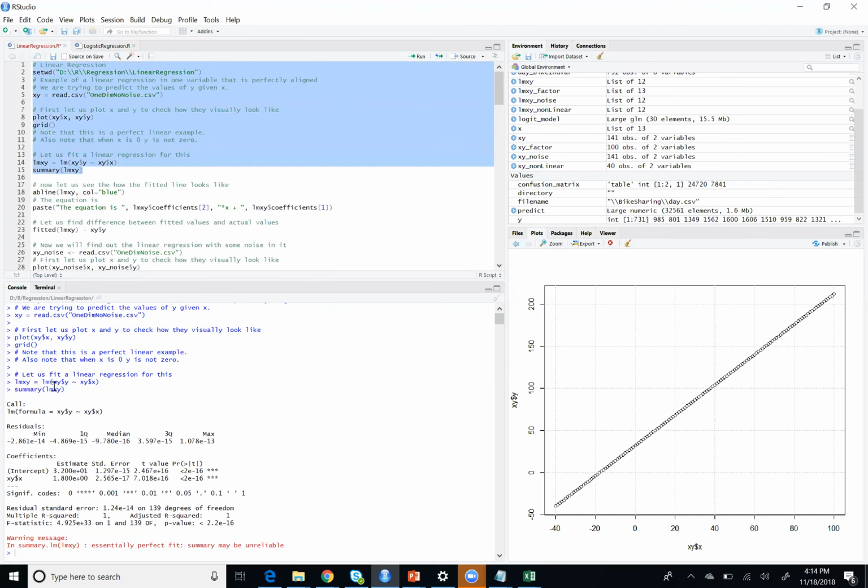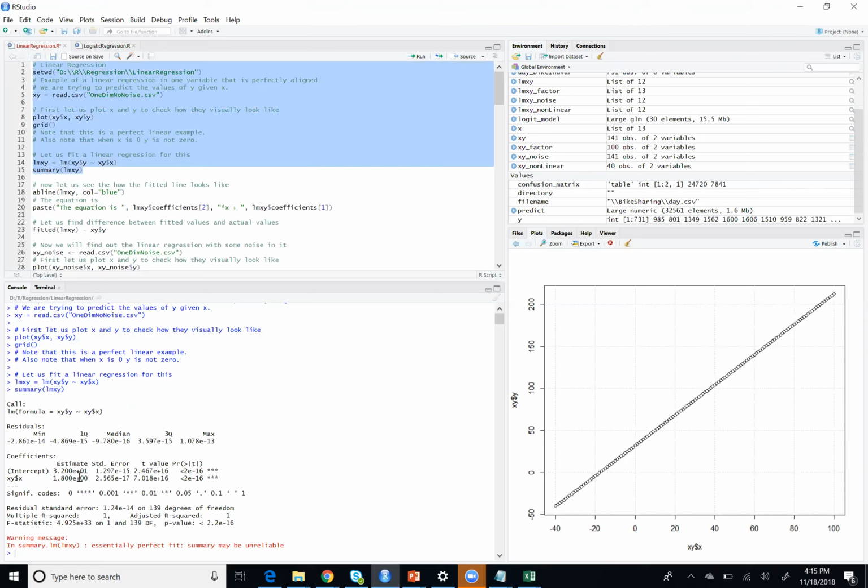So this is the summary of LMXY. There are a couple of things here which are really interesting. It'll tell you what the residual score is. If you fit it, you see the residual score is really minimal here, 10 to the power of minus 14. That means, because this data is actually a straight line, I've given it without noise.